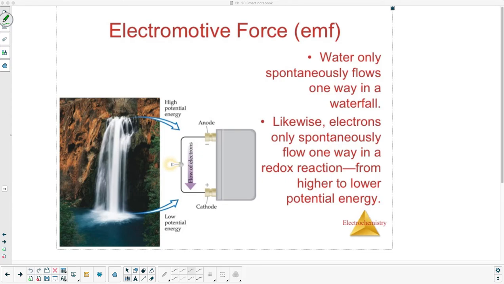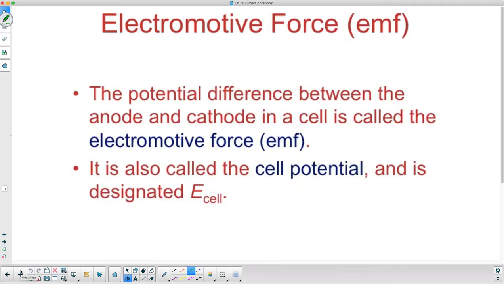So electrons spontaneously flow in one direction in a redox reaction, from higher potential to lower potential. That makes sense to us. To make it work, though, we've got to name it. We've got to come up with a standard. Let me show you what the standard is. It says the potential difference between the anode and cathode of the cell is called the electromotive force. It is also called the cell potential. And that is like the energy of the cell, which we're going to be using quite a bit.